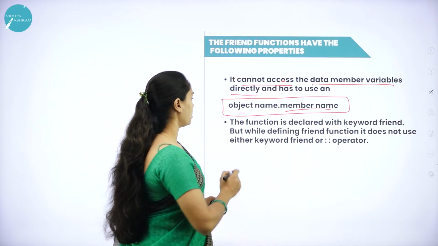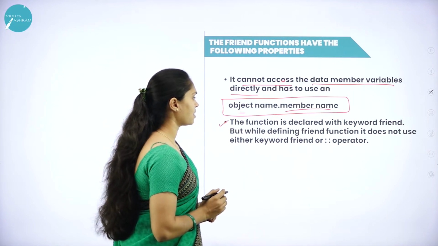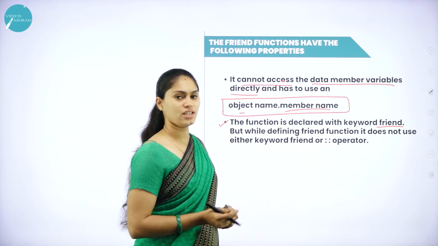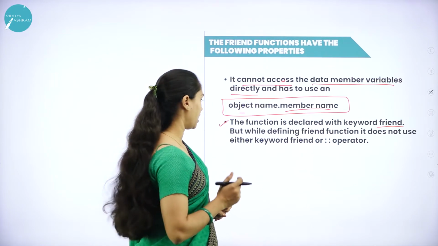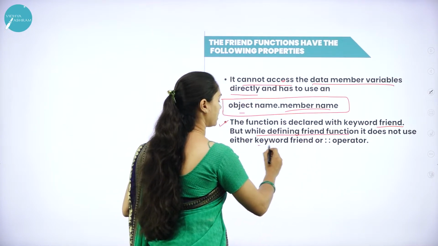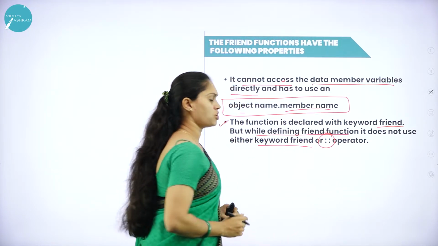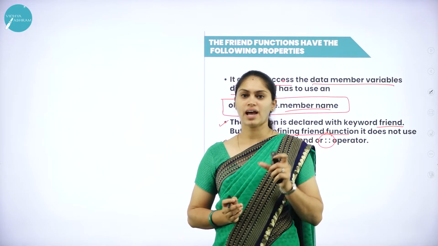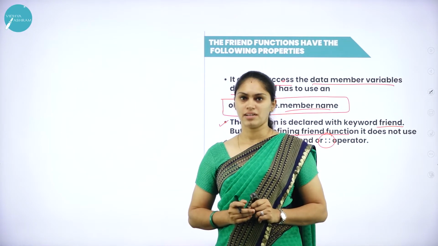The next point is that the function is declared with the keyword friend. If I am using a friend function, that must be declared with the friend keyword. But while defining the friend function, it should not use either the keyword friend or the scope resolution operator. What it means is, when I am declaring the friend function, I can have a prefix of friend.